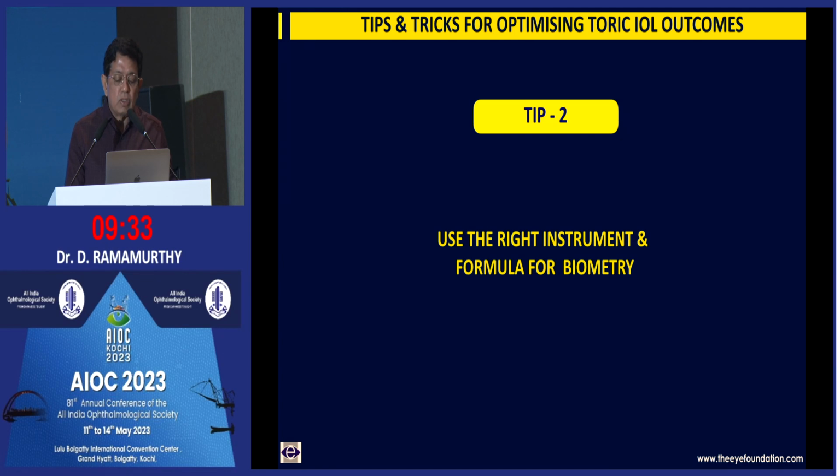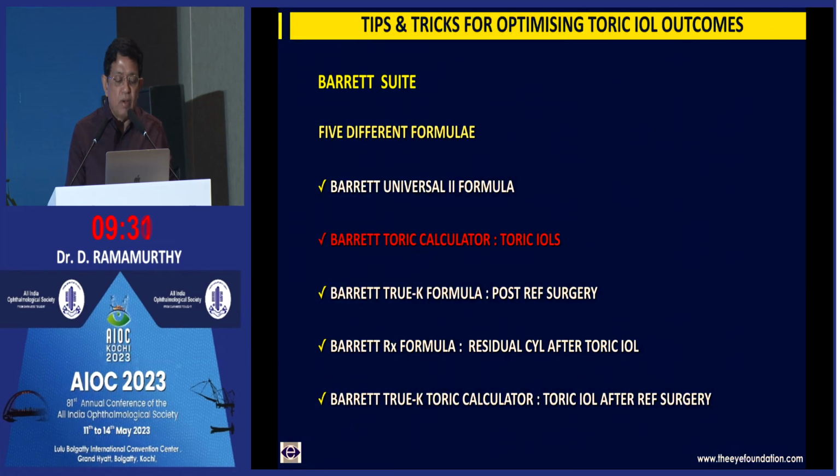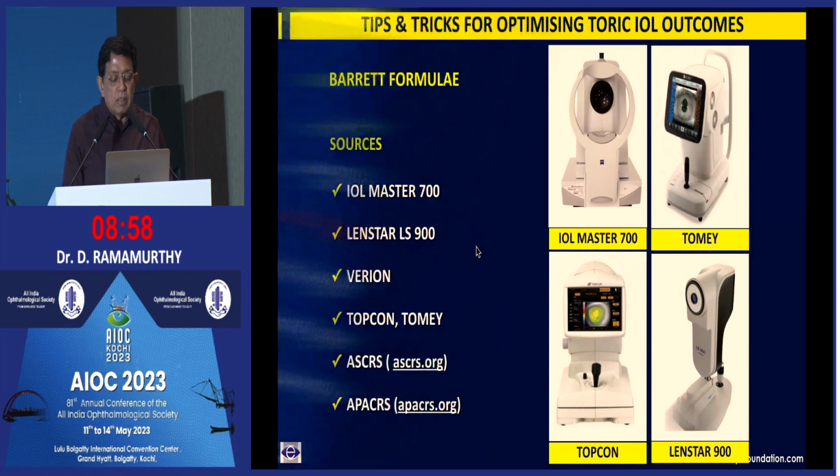Using the right instrument and the right formula is extremely important for biometry. And there are multiple formulae that are available to us, and every conference we keep discussing what the advances, the nuances, and the differences are. But as a guidance across all our centers, we use the Barrett-Suter formula, which almost takes care of all our requirements. And our go-to formula as far as the evaluation of these patients is concerned is not the Barrett Universal 2 formula, but the Barrett toric calculator, and that's the primary formula in which we do all the measurements. It is simply because of this reason.